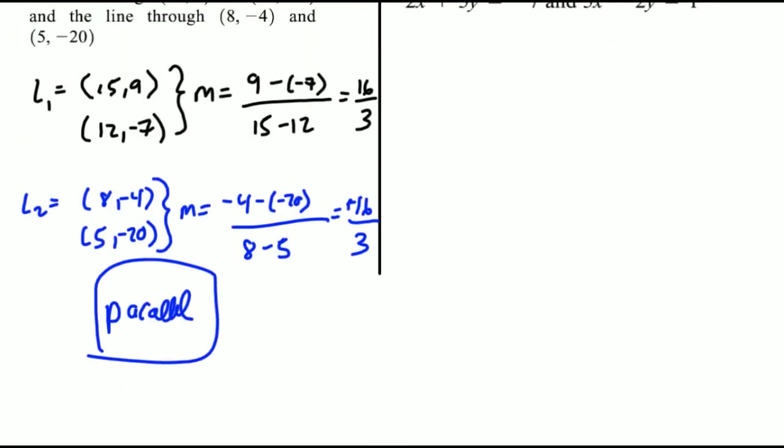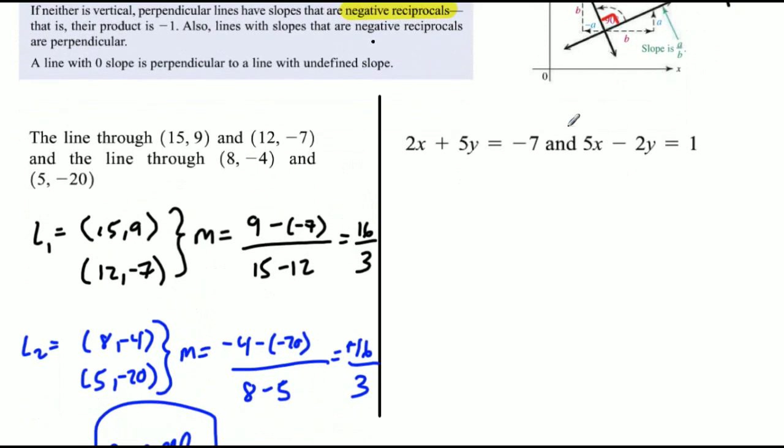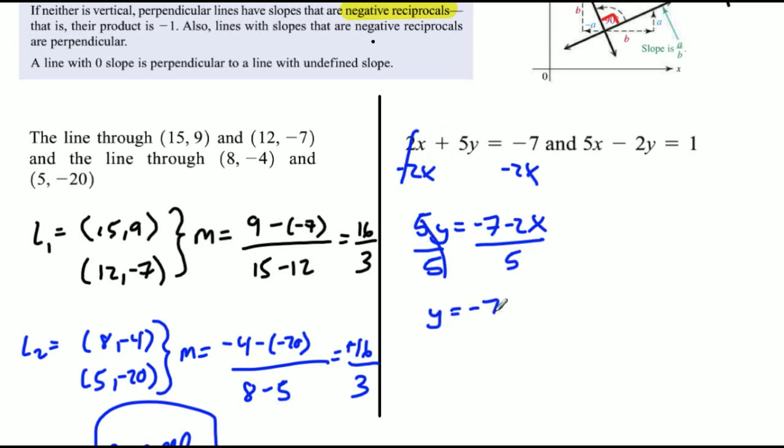Good. Let's look at this other example right here. This time, I give you the equation of both of these lines. The way that we're going to do this is write each of these in slope-intercept form. So I'm going to solve for y, and then let's compare their slopes. First I'll subtract 2x from both sides and get 5y equals negative 7 minus 2x. I'm going to divide both sides by 5. So y equals negative 7 over 5 minus 2 over 5x.